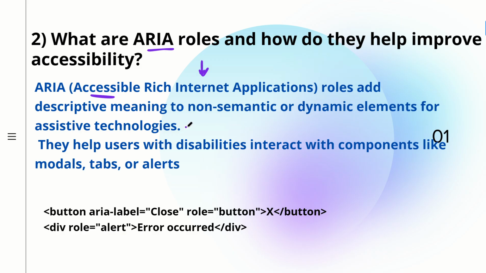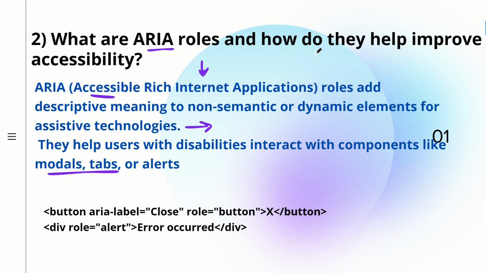So what are the different assistive technologies? Like we have screen readers. In screen readers we have Mac VoiceOver, or we have NVDA. So there are different assistive tools, and they basically add meaning to the non-semantic elements. Now they help users with disabilities interact with components like modals, tabs and alerts.